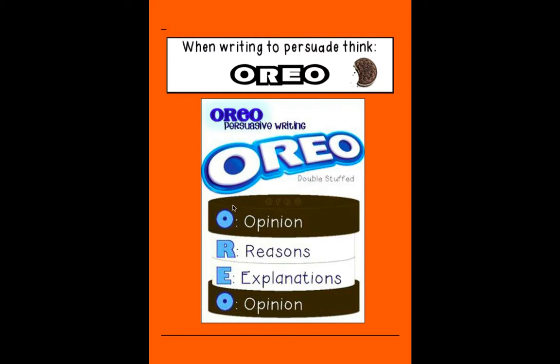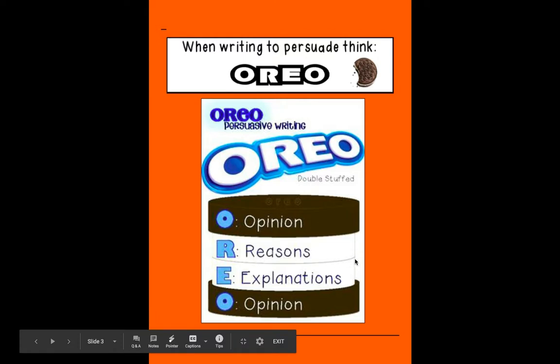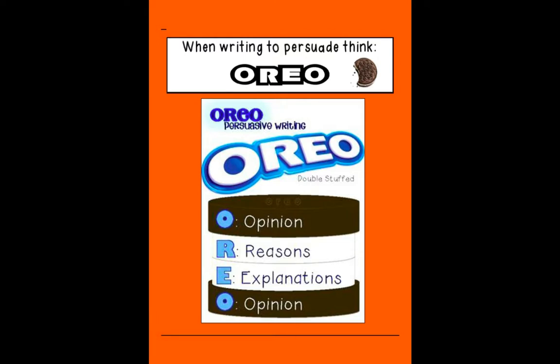So the O is the first letter, and that means you want to state your opinion. Then the R means you want to give your reasons. E, I like to say expand. But remember, expand means giving examples, explanation, and elaborations. And then the last O in Oreo means you're going to restate or retell your opinion at the end.